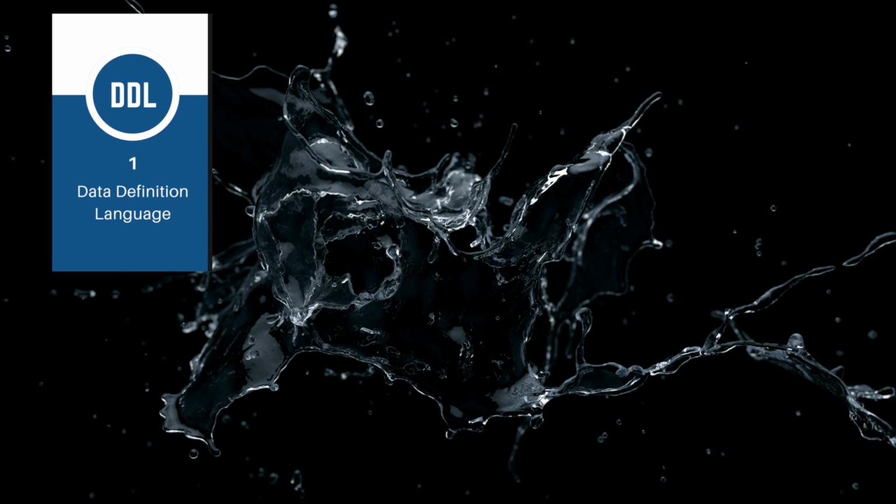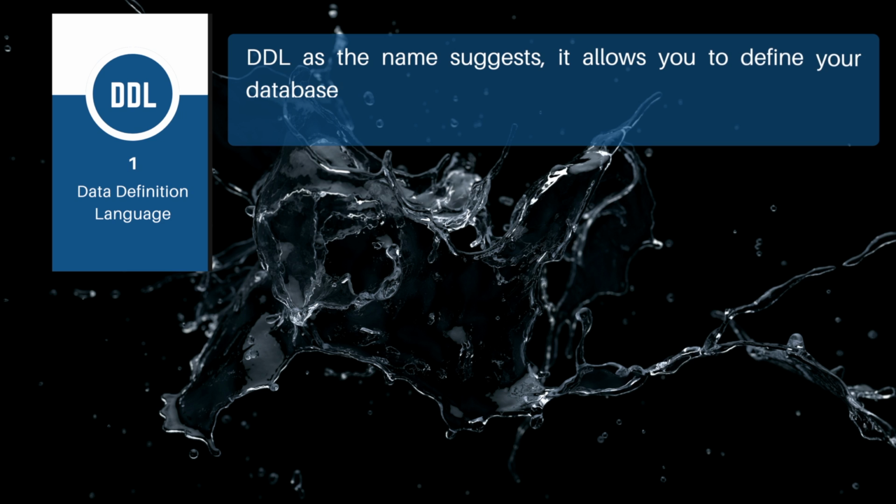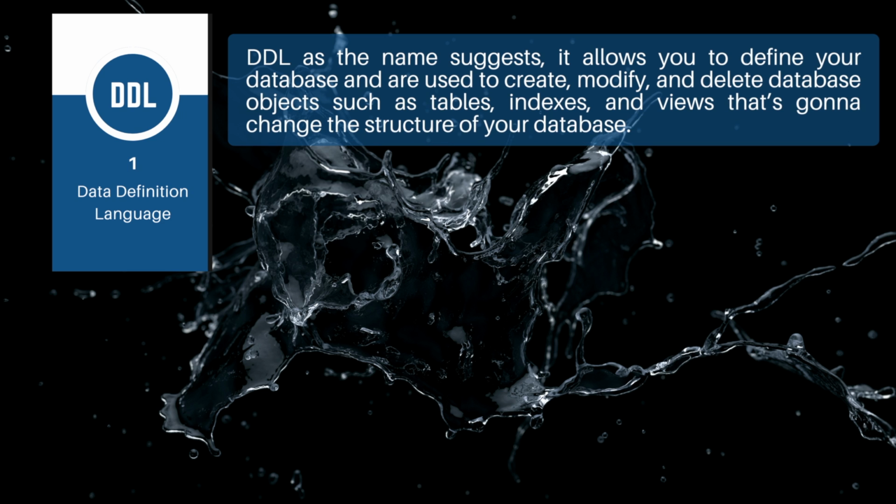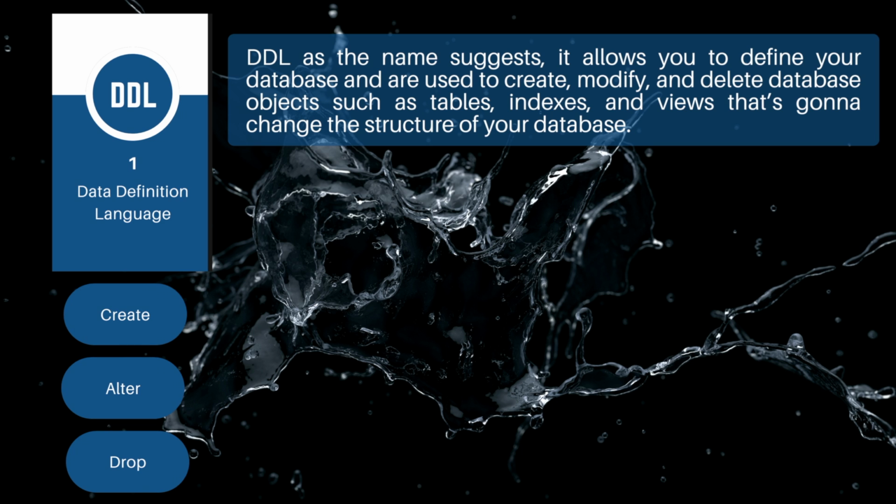DDL, as the name suggests, allows you to define your database and is used to create, modify, or delete database objects such as tables, indexes, views. That's going to change the structure of your database. Underneath this group, you can find some common DDL commands like create, alter, drop. So let's look at all these commands.